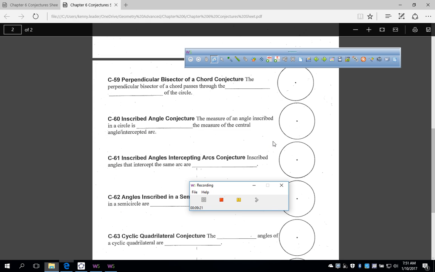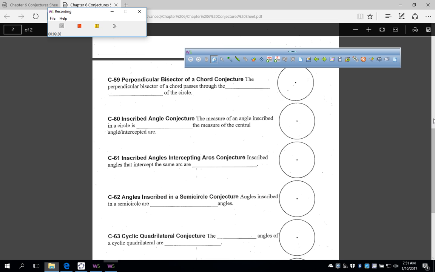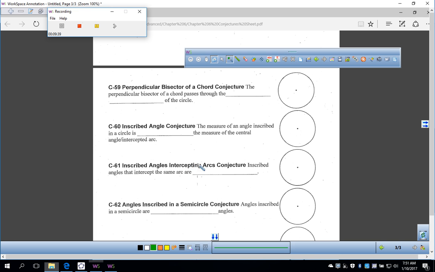And so you can now say that. Where did my conjecture sheet go? There it is. So in this one, C61, you could write: inscribed angles intercepting arcs. Inscribed angles that intercept the same arc are congruent. And if it helps you to draw in a little picture there, that would be good. So you can do something like this, and if I call this angle 1 and this angle 2, angle 1 is congruent to angle 2.